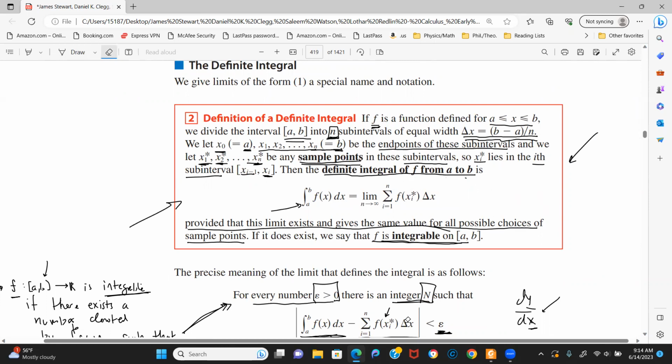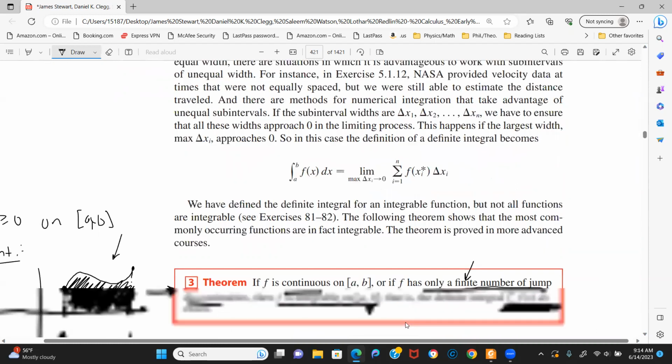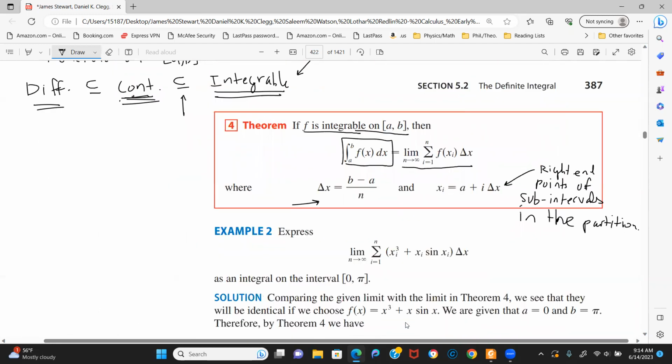Let me get rid of the sodas because it's pretty messy. This number exists, this function is integrable if this limit exists, and it exists and it's the same number for any choice of sample points. What this theorem is saying is that if you know you're integrable, then you actually only need to use the right endpoints to get this number. So this is nice to know, because this is going to end up being the easiest way to compute this integral right here. It's just using the right endpoints of your subdivision.